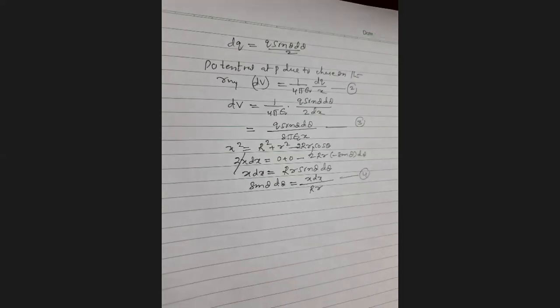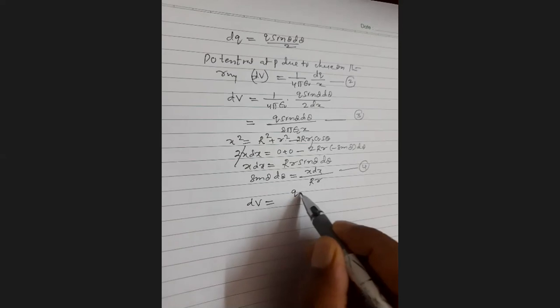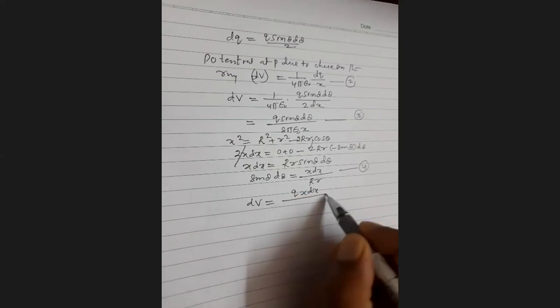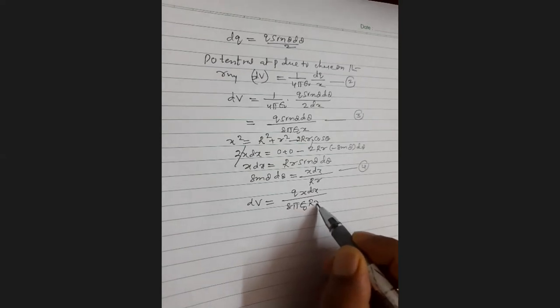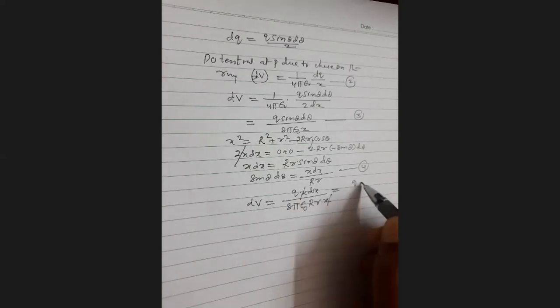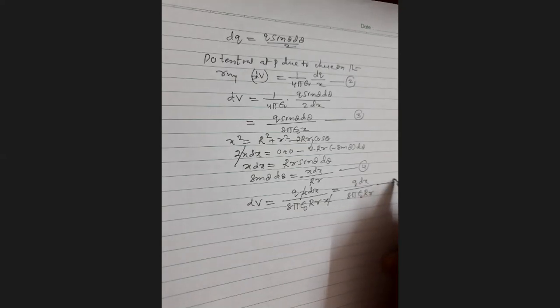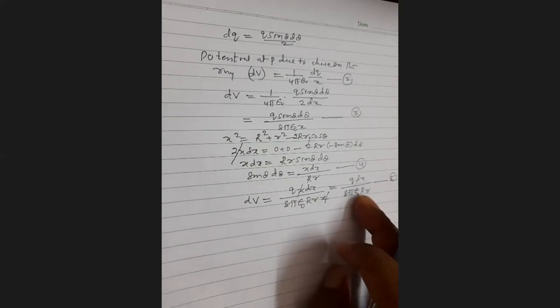From equations 3 and 4, you can write dV equals q x dx by 8 pi epsilon naught capital R small r x. That gives, x cancels, q dx by 8 pi epsilon naught capital R small r. Equation 5. So this is the potential due to the small ring.